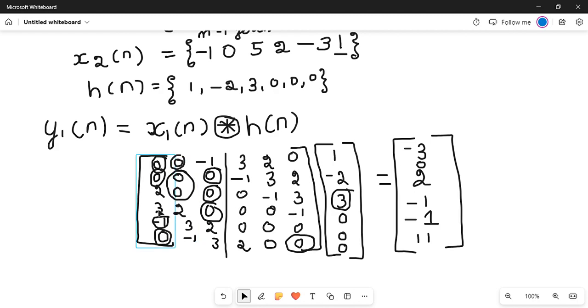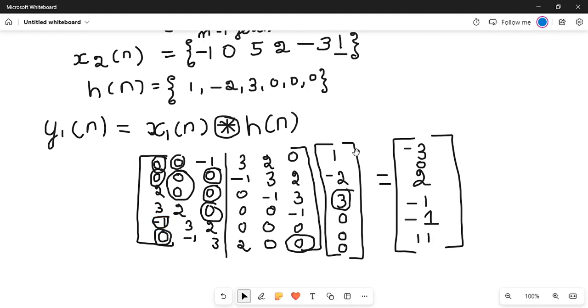So here 3, this 3. I have kept my black color arrow mark on 3. See that. So here 3 and here I have kept it on 1. So here 3 into 1 which is 3, and here 2 into minus 2. So 2 into minus 2 is minus 4. So 3 minus 4 which is equal to minus 1.